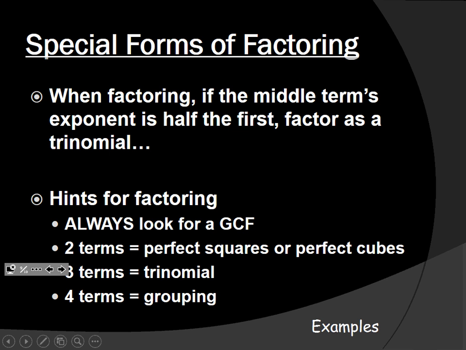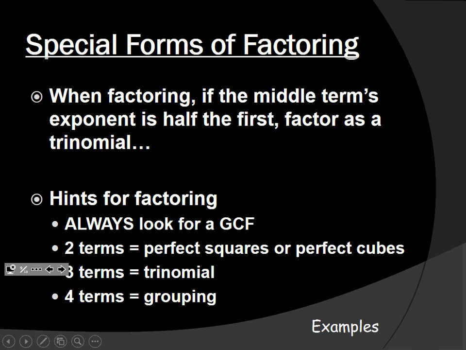It might be quartic, where the biggest exponent's 4, or the biggest exponent might be 6, or something like that. But what you're looking for in cases like that is, if it's a trinomial, if the middle term's exponent is half the first, then in those cases we can make an attempt to factor. Quadratic trinomials fit that bill as well. In a quadratic trinomial, the first term has an x squared, the middle term has an x to the first power. That exponent is half the first.